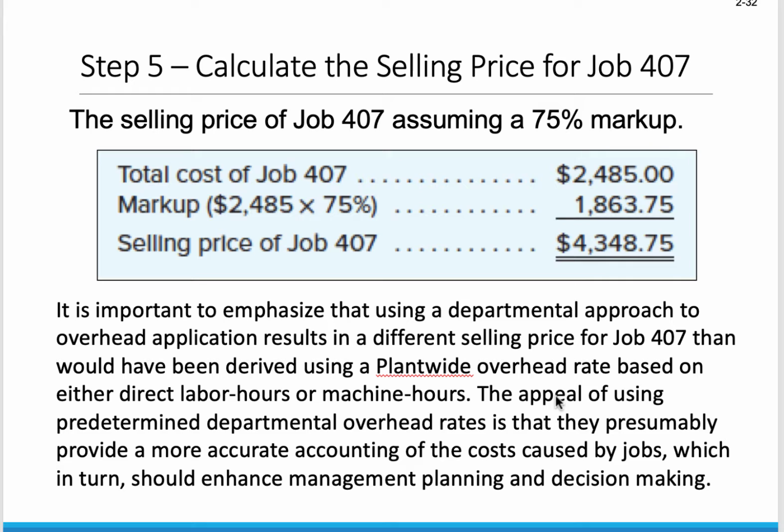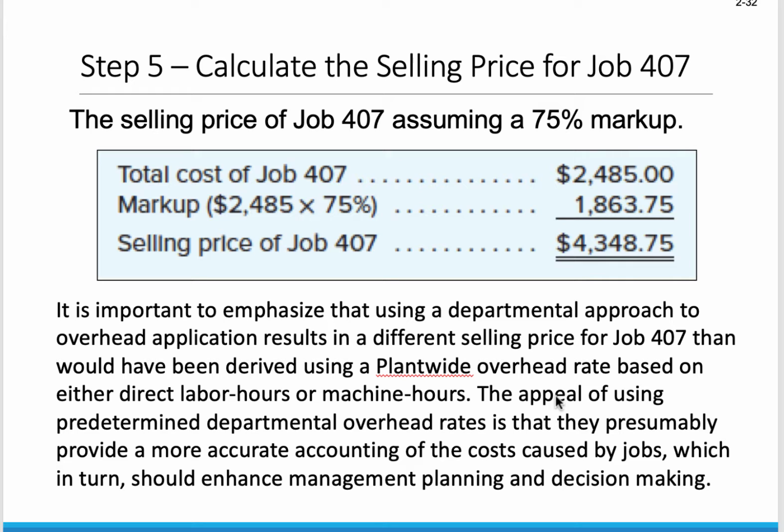So what should we price this job at? It's going to cost the purchaser of job 407 $4,348.75. That selling price is revenue to us. We just earned $4,348.75 by incurring a cost of $2,485 to produce this job.